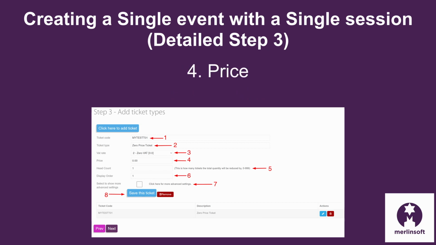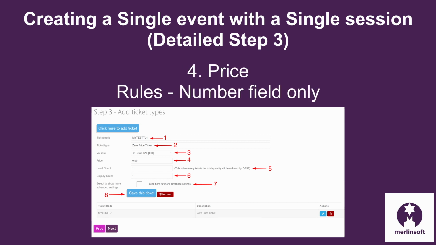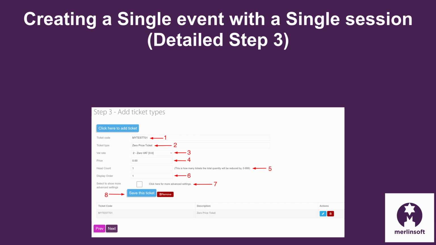4. Price. Rules: numbers only field. As my ticket is a zero price ticket, then I can leave this field at 0.00. If you are wanting to charge for this ticket, then you can change the field to whatever price you are wanting to sell this ticket for.